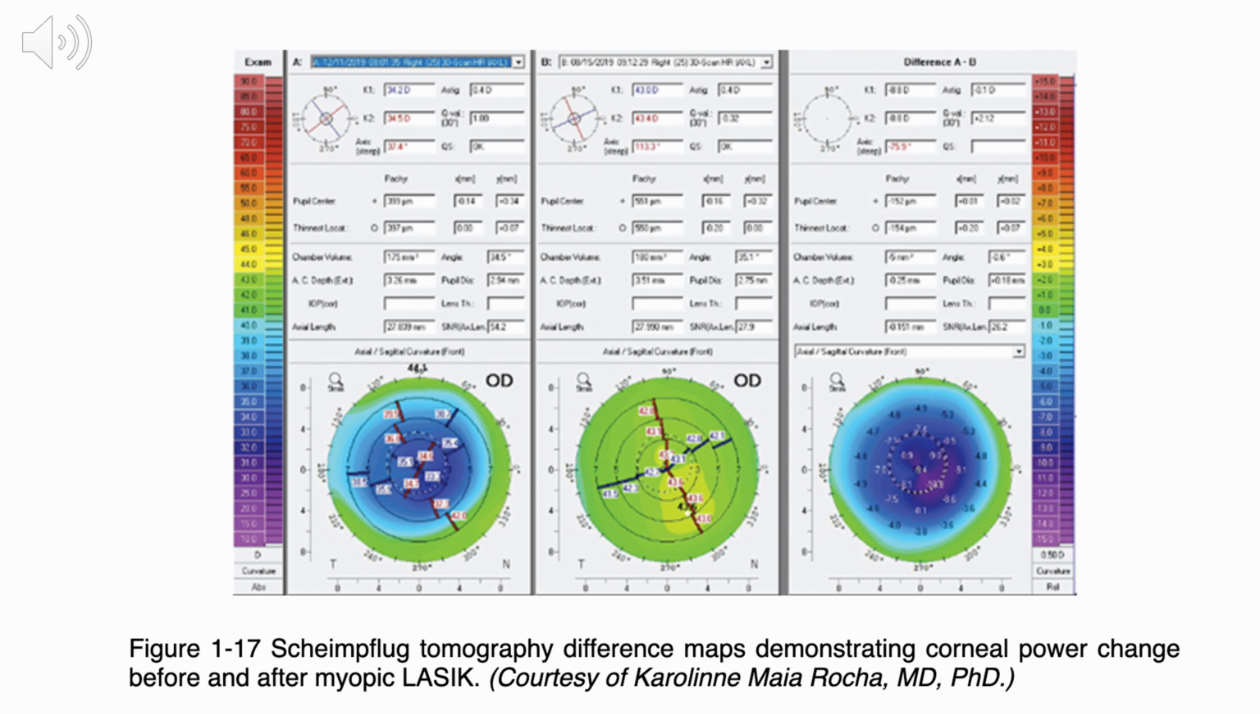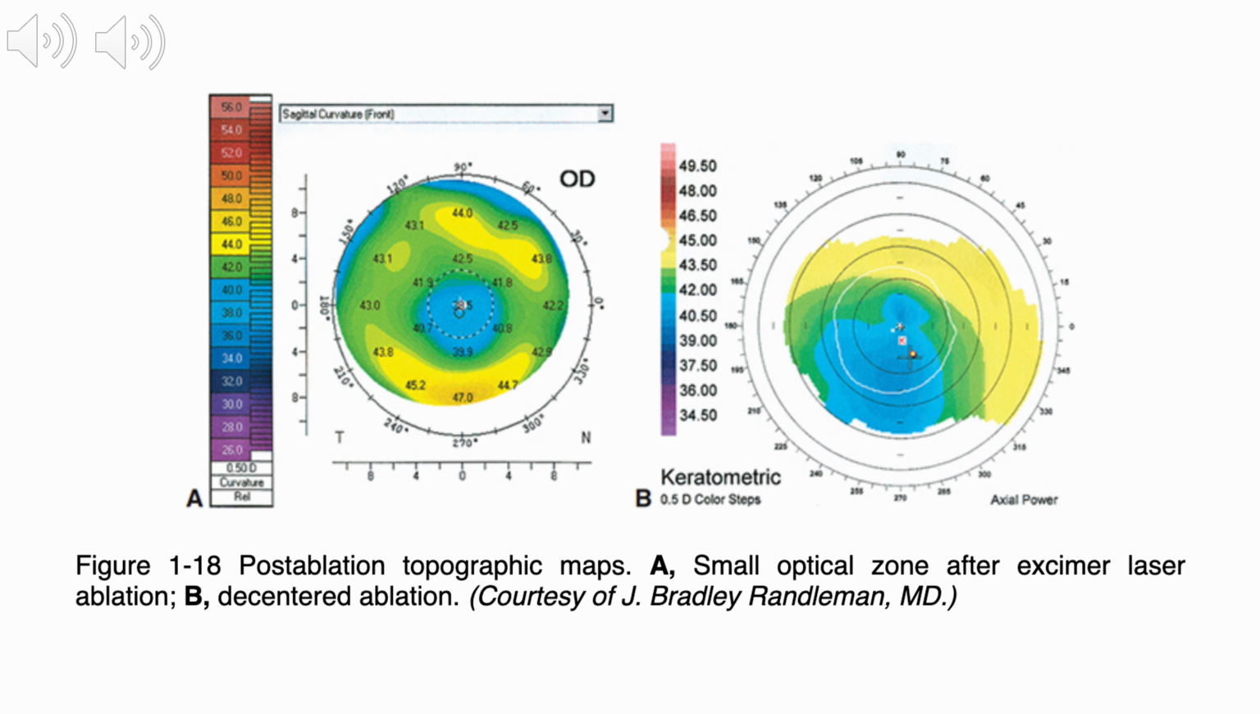This figure shows post-ablation corneal topography after excimer laser treatment, highlighting two common causes of postoperative visual symptoms. On the left, this is a small optical zone after ablation. You can see a relatively flat central blue area, which represents the treated zone, surrounded by a steep peripheral ring.